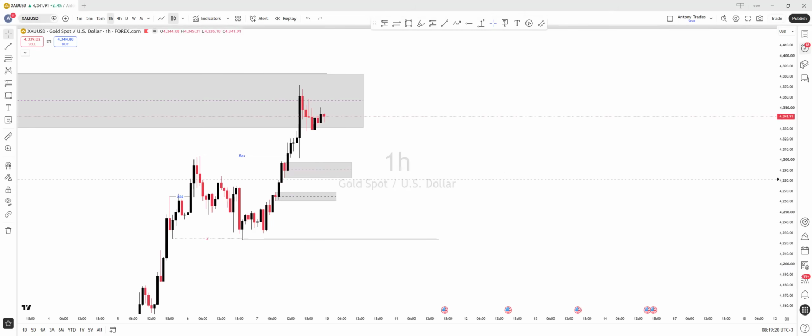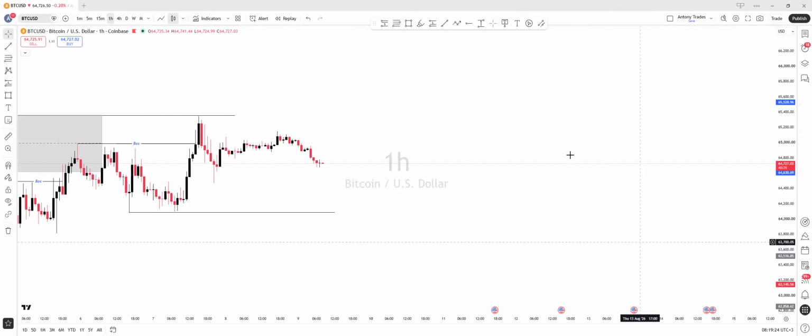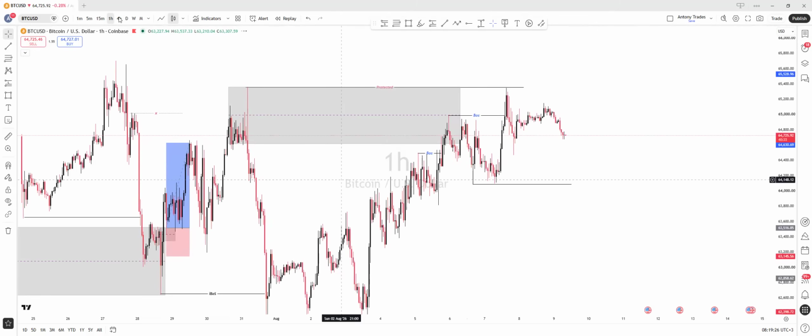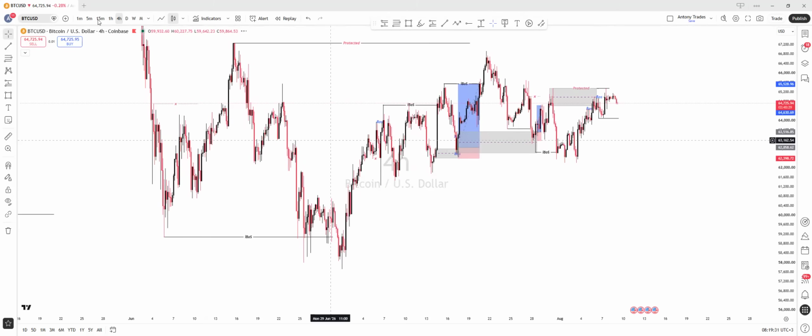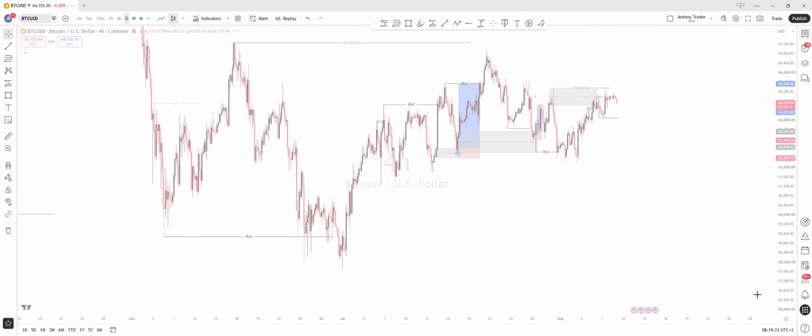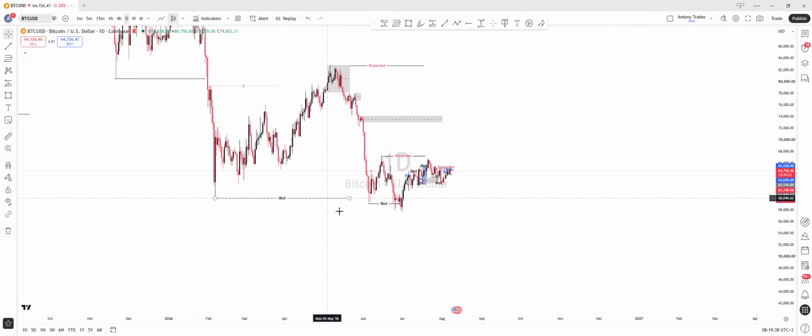Okay. So moving on to the next pair, which is going to be BTC. Let's look at the BTC, guys. So looking at the BTC from the higher time frame, right? Let's go to the daily. Looking at the BTC from the daily time frame, what are we seeing? In terms of the daily swing, this is where we had a last break of structure.